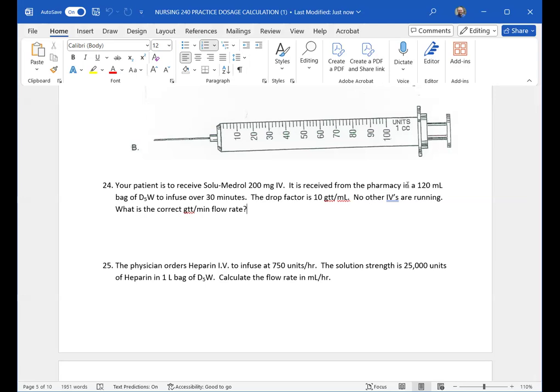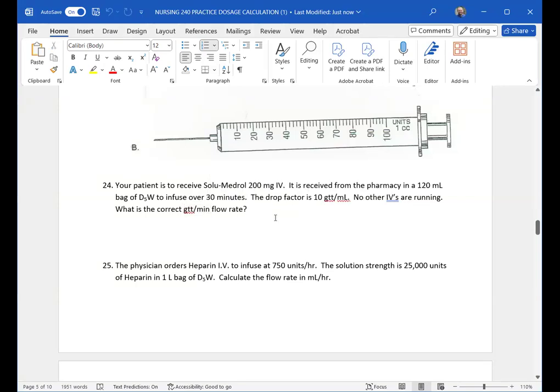Also, the key could be wrong. So let's take a look at this. It tells you the patient receives Solu-Medrol 200 milligrams. It's received in the pharmacy in a 120 ml bag, and it's to infuse over 30 minutes. They give us a drop factor, and they tell us that no other IVs are running, and we want to know what is the drop rate. Okay, so that's what we're looking for.